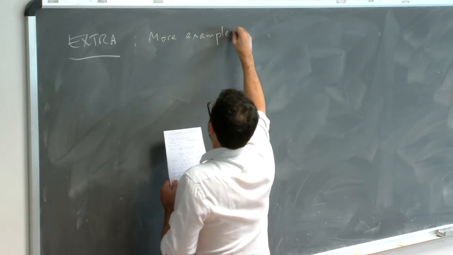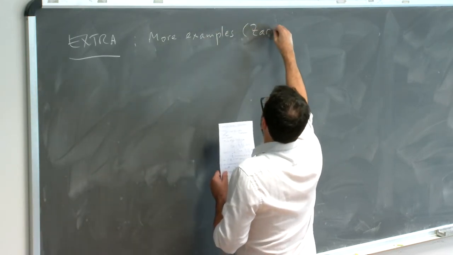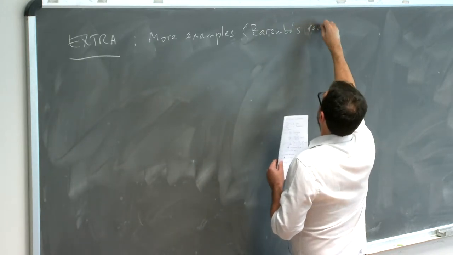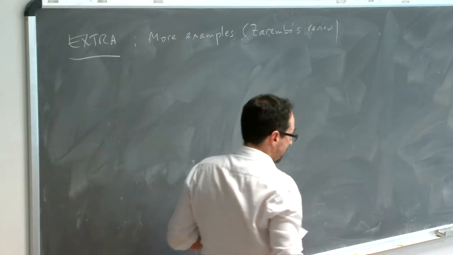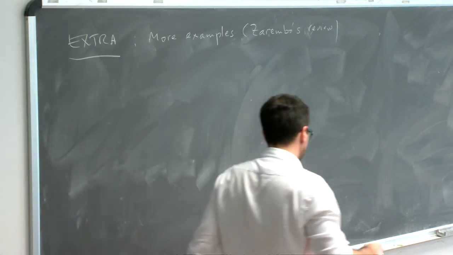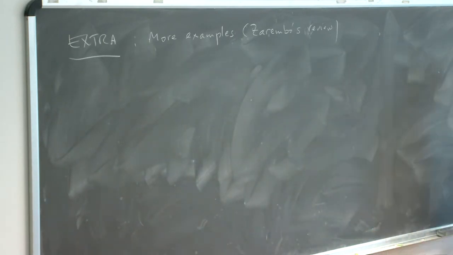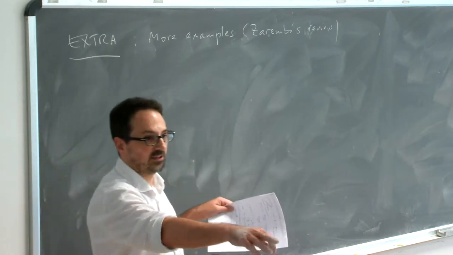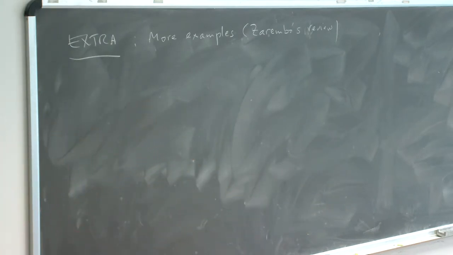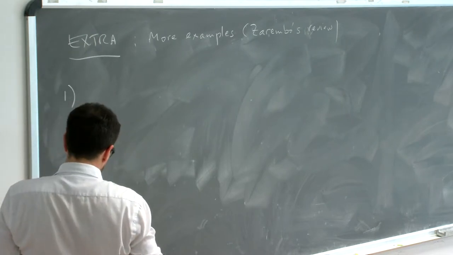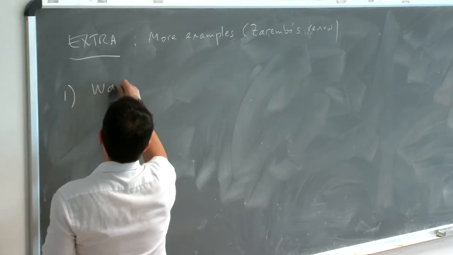For this part, I'm following a nice review by Zarembo, which is in this big review on localization. There is a chapter on Wilson loops, and I'm using this. But I have to say that many of these things have actually been done by Diego Correa, who is sitting here. OK, so the first example that I'm going to consider is a wavy line.